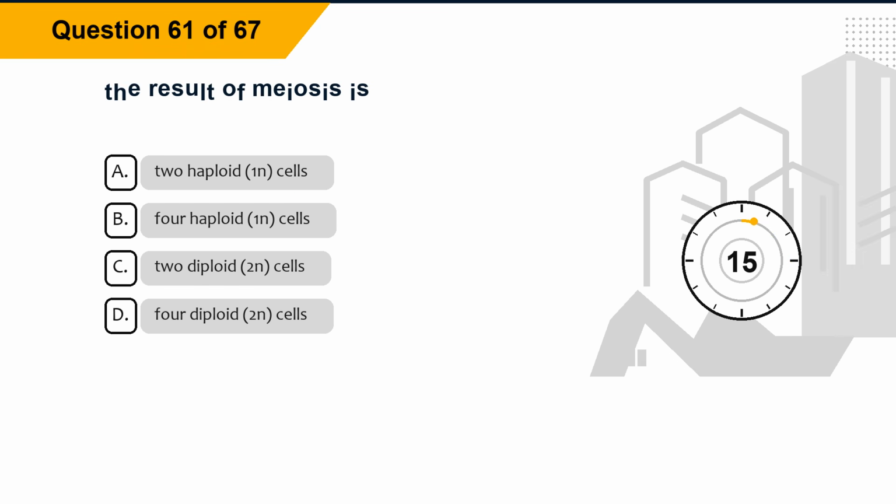Question 61. The result of meiosis is: option A, 2 haploid, 1N, cells. Option B, 4 haploid, 1N, cells. Option C, 2 diploid, 2N, cells. Option D, 4 diploid, 2N, cells.